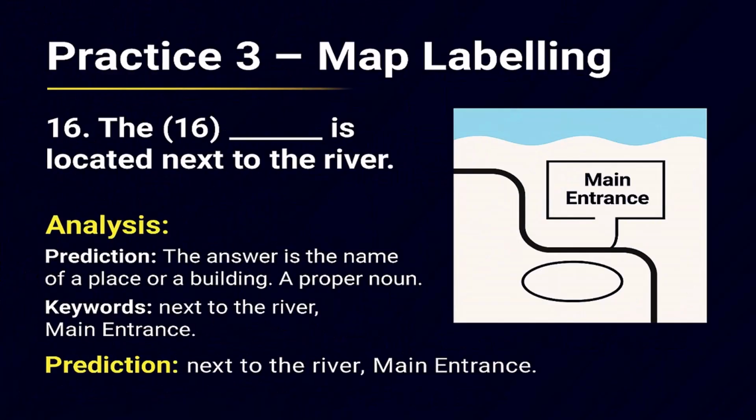Finally, a map question. The blank is for the name of a place, so I'm predicting a proper noun. My keywords are my landmarks. I will use the main entrance as my starting point and listen for directions. The most important keyword is next to the river. When the speaker starts describing the area near the river, I know the answer for question 16 is about to be said. I'll be listening for the name of a building or area in that location.